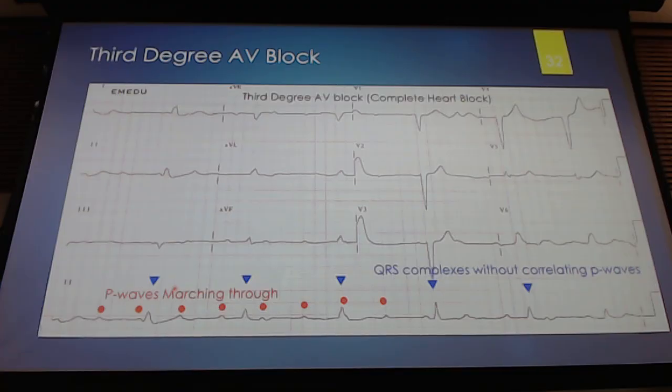Because otherwise you might look at this, and sometimes people will get this confused with something like a second-degree block, where we have dropped QRS complexes. But if that's the case, we won't have all the P waves marching all the way through, and the QRS complexes all the way through. So look at your rate. Look at the wide QRS complexes. That's telling you it's coming from the ventricles.